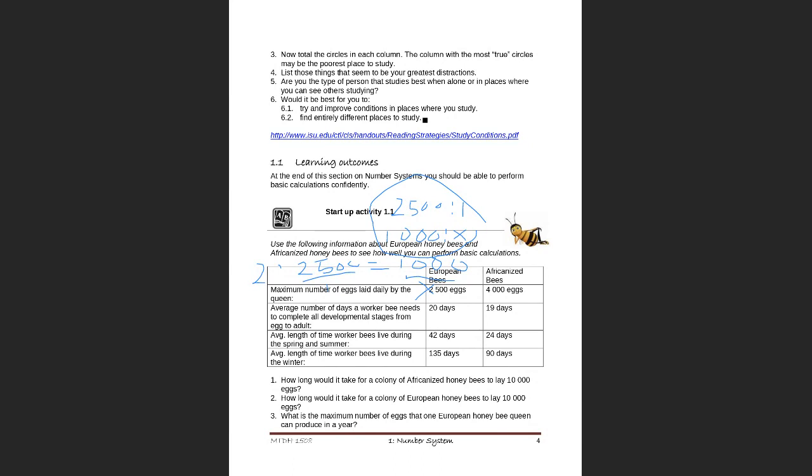2,500 eggs is laid in 1 day. 10,000 eggs is laid in x days, which we don't know. So 2,500 over 1 will be equal to 10,000 over x. Then you simply find x, and you can get the number of days. You are comparing two situations. We are comparing two situations. Is that clear?